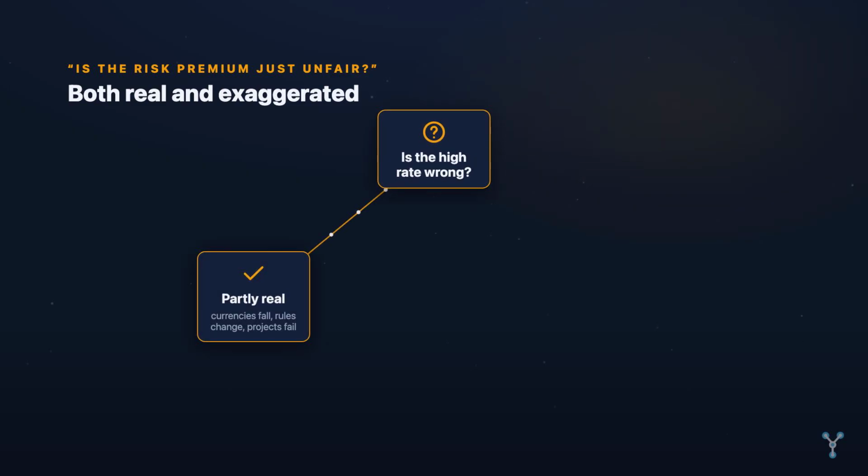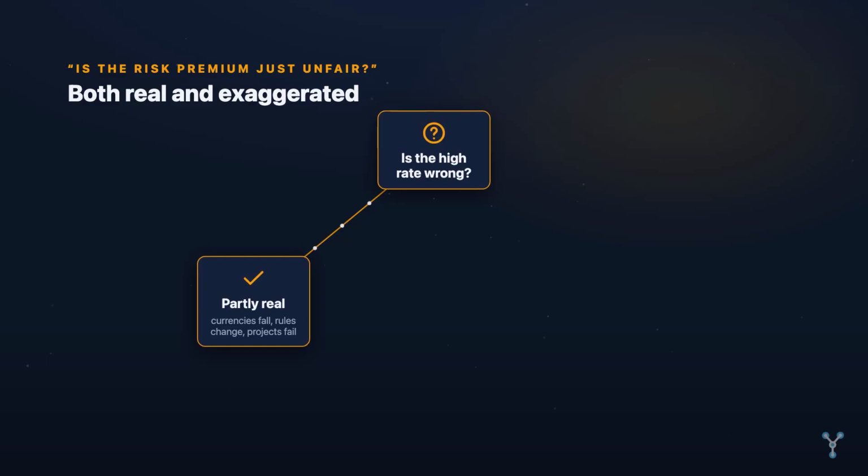Is the high discount rate wrong, or is it capturing something real? It's capturing something real, and that's what makes it so hard. Currencies in developing countries really can lose value, which genuinely hurts a foreign investor's returns. Rules and governments really do change. Projects really do fail more often where institutions are newer. So the risk premium isn't pure prejudice, some of it is rational pricing of real risks.